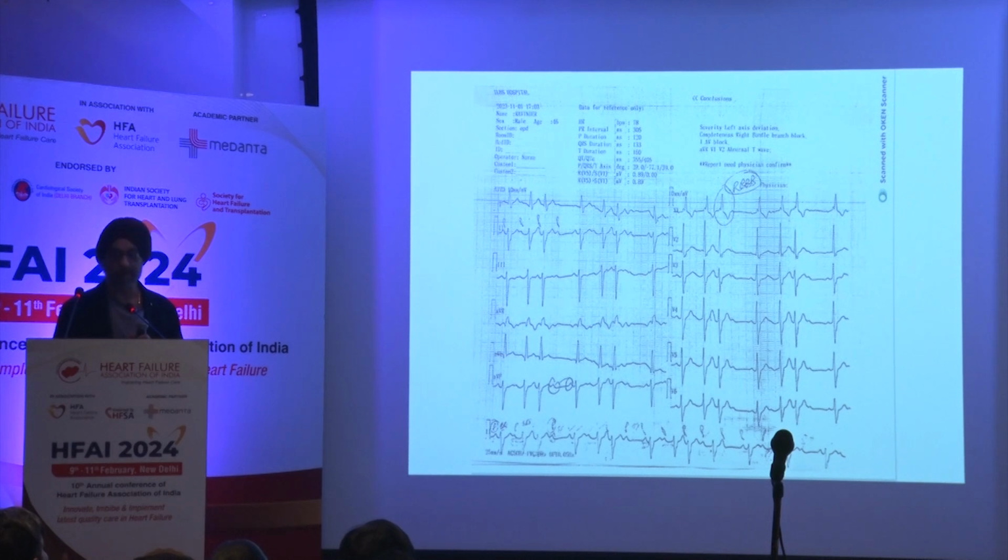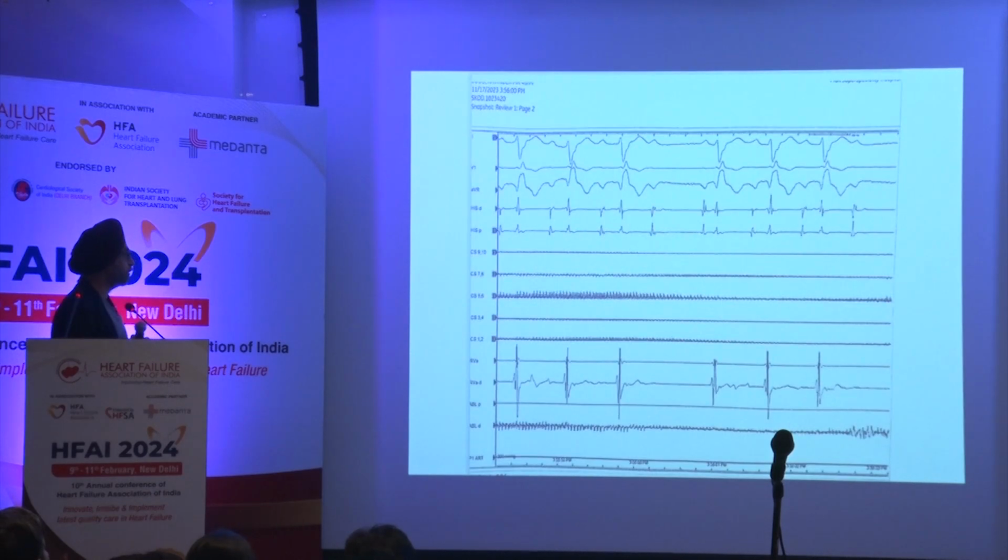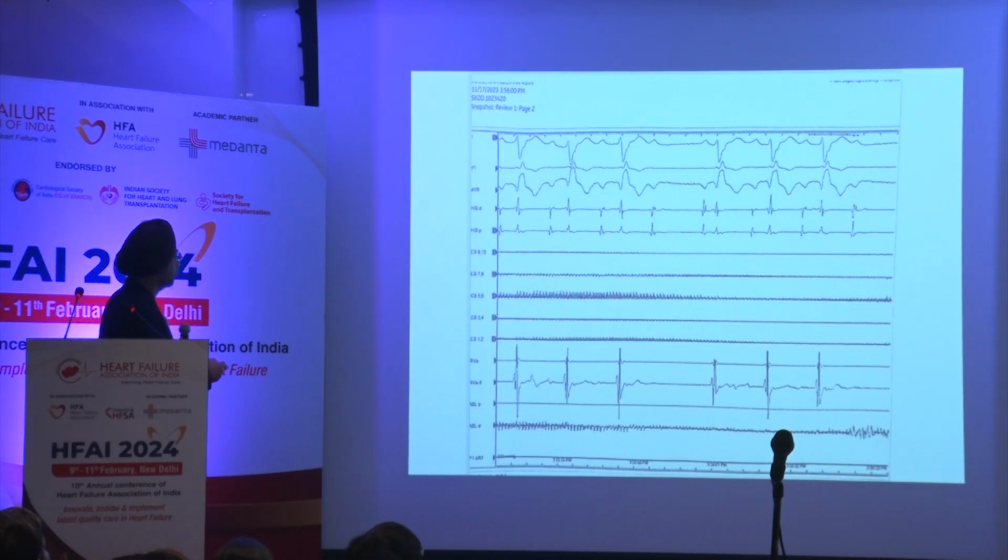So this patient was advised admission and he was kind of still thinking when he had another pre-syncopal episode in the OPD itself and felt dizzy and almost about to fall when he got admitted. And this is the tracing what we have on intracardiac tracing. So we will go through this very carefully.